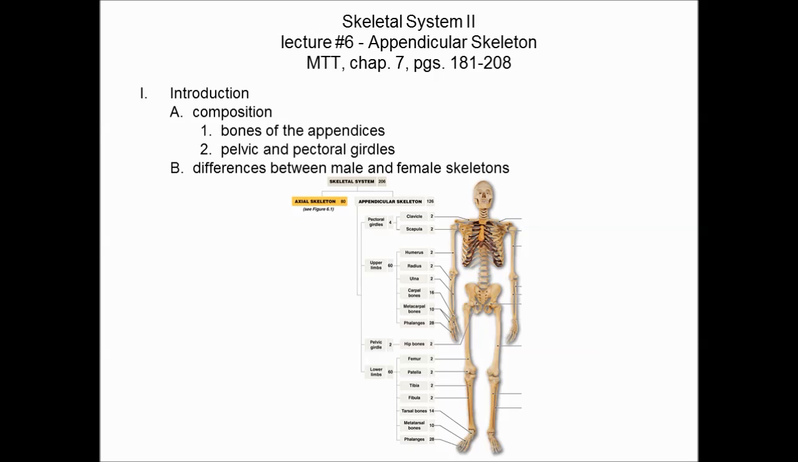So this is called the appendicular skeleton, and it not only includes the bones of the upper and lower appendices of the arms and legs, but also the bones of what we call the girdles. There's a girdle that supports the upper appendices, which we call the pectoral girdle, and the pelvic girdle, of course, supports the lower appendices. And there's 126 of these bones listed right here on the left of that skeleton. Also, we're going to just briefly talk about the differences that exist between male and female skeletons.